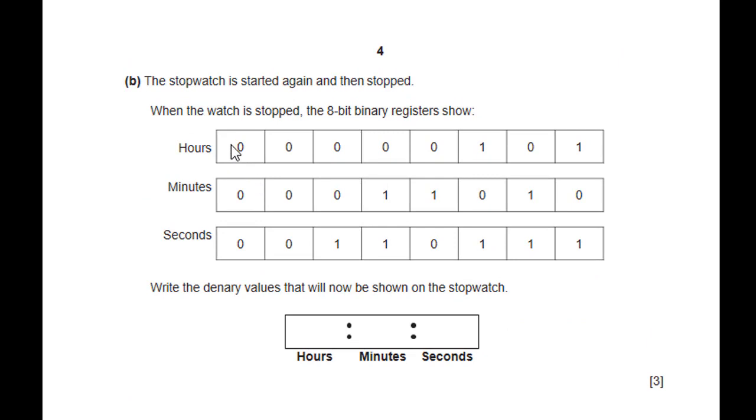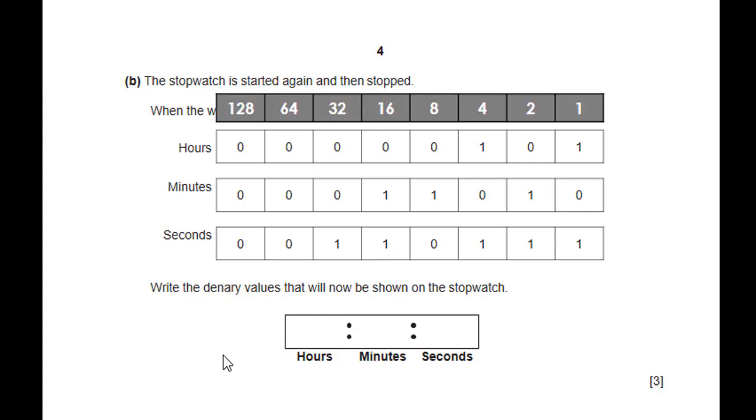Sticking with the same theme, now you've been given some numbers in binary, and now you need to convert them into denary values, which is base 10. So I've just popped the binary grid on top of here to help you with the conversion process. So the hours would be 4 plus 1, so that would give us 5. The minutes would be 16 plus 8 plus 2, which gives us 26. And the seconds is 55, so 32 plus 16 plus 4 plus 2 plus 1.